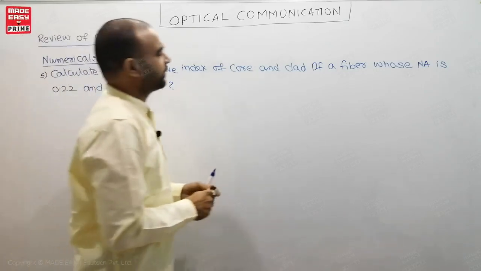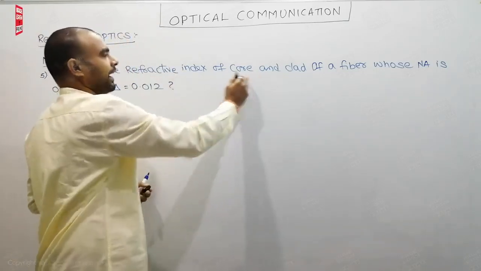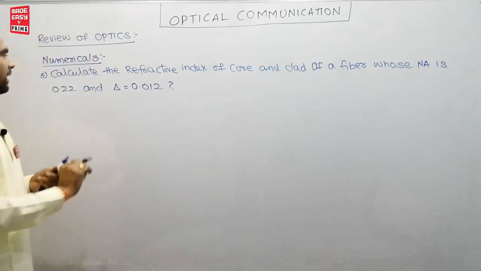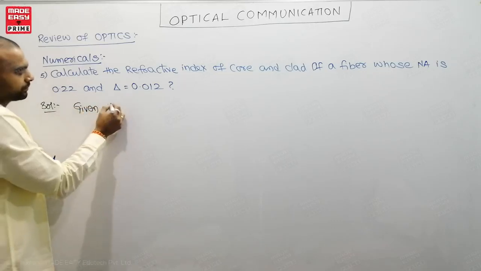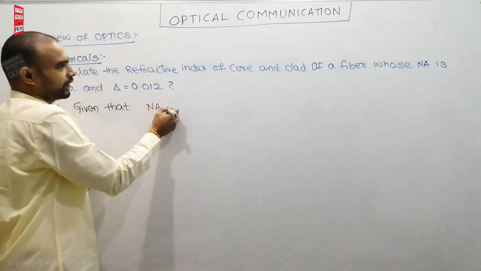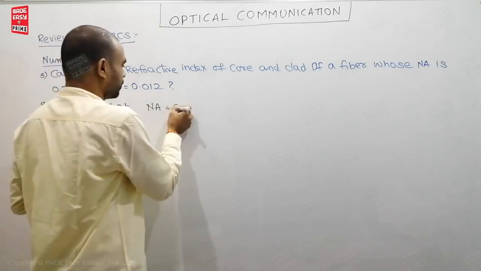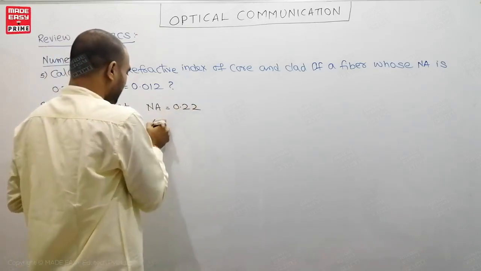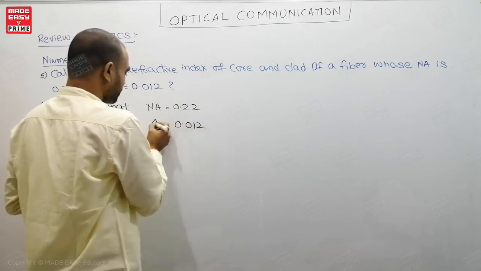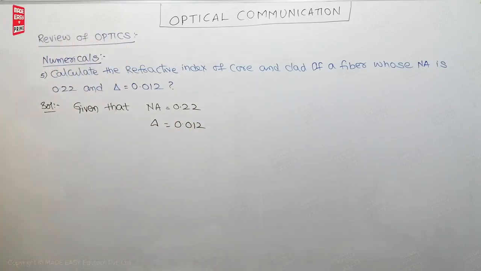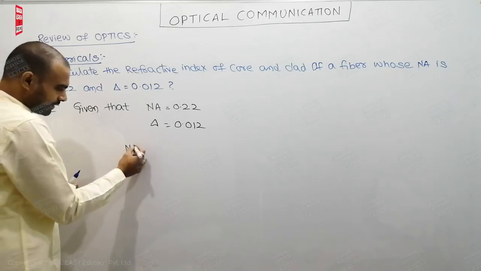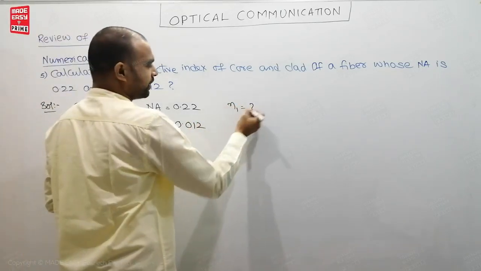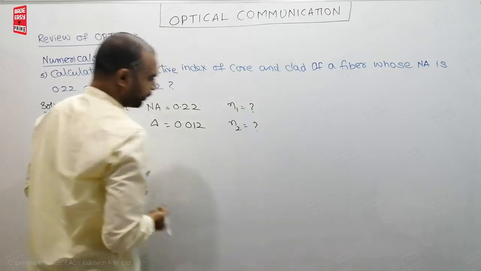So it is asking us to find the refractive indices of the core and clad, that is N1 and N2. In the question, the numerical aperture is given, NA is equal to 0.22, and delta is also given as 0.012. We know the value of NA and the value of delta, so using the relation between these two we have to find N1 and N2. What are the values of N1 and N2?